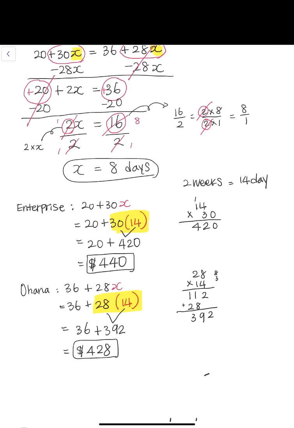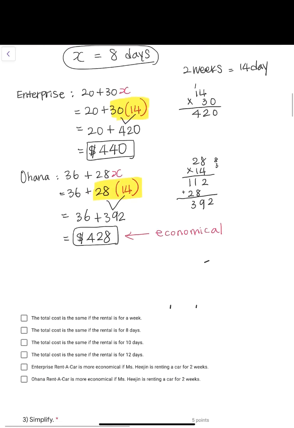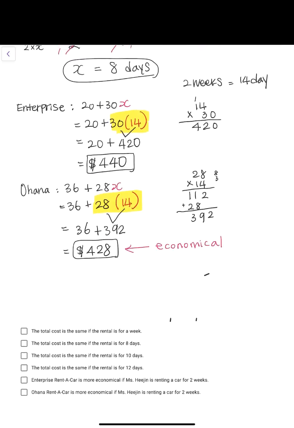So now we're looking at the price. Which one's cheaper? 428 is cheaper, so the Ohana company is cheaper. So this is going to be economical. So if we go down to the answer, the total cost is the same for 8 days, so this is going to be your answer. And then Ohana rental car is more economical for 2 weeks, and that's going to be your answer.